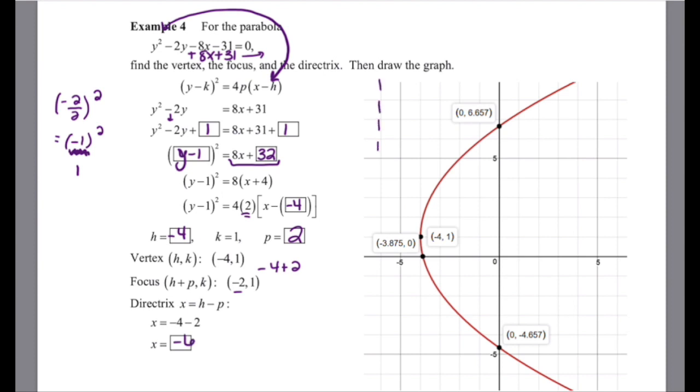So our directrix is x equals -6. And our focus, we just found, was (-2, 1). And each point is equidistant on that parabola from the focus and the directrix.